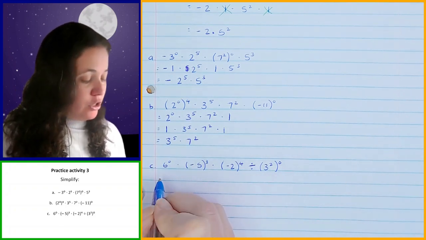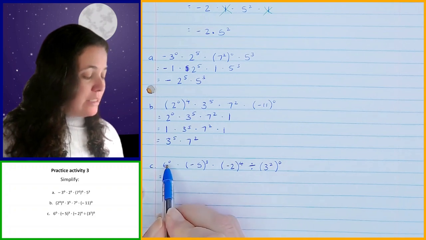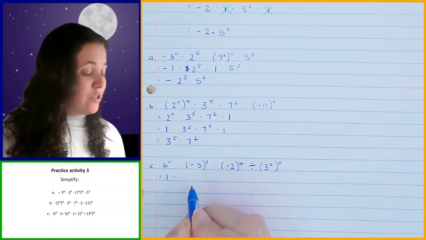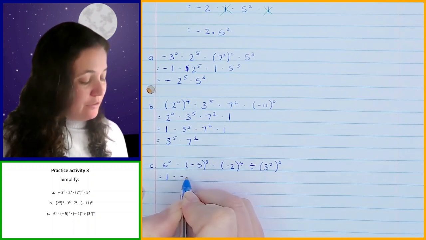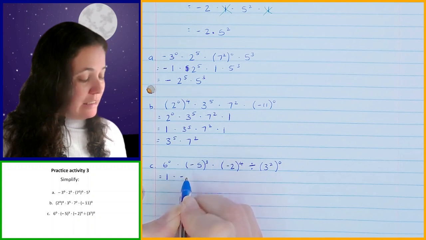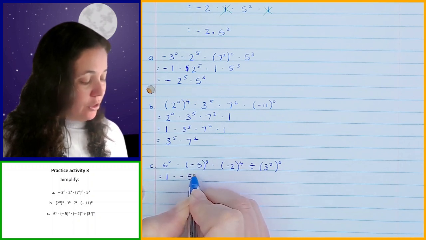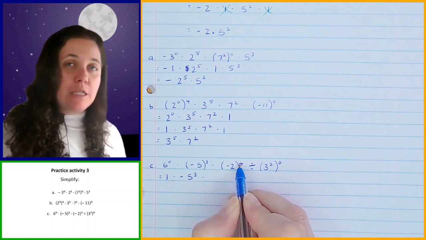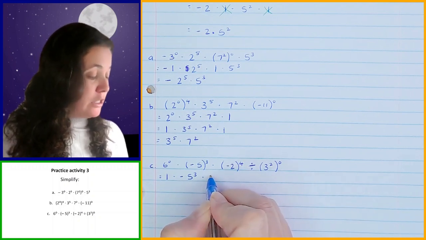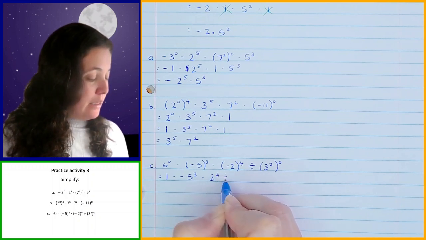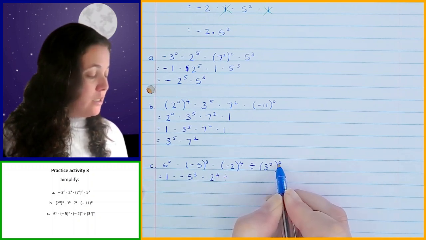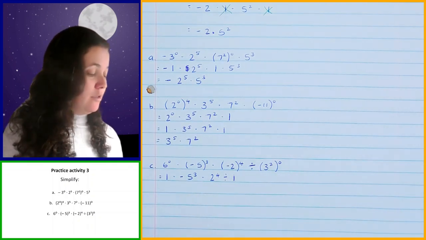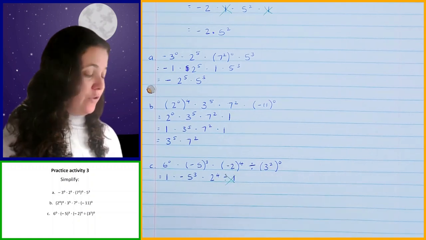And then the last one, question C, I've got 6 to the power of 0, which is 1, times negative 5 to the power of 3, which is negative because it's an odd exponent. That means that that's going to stay negative. So it's negative 5 cubed times negative 2 to the power of 4. This is an even exponent, so that's going to change to positive. So it's going to be positive 2 to the power of 4 divided by 3 squared to the power of 0, which is 1.